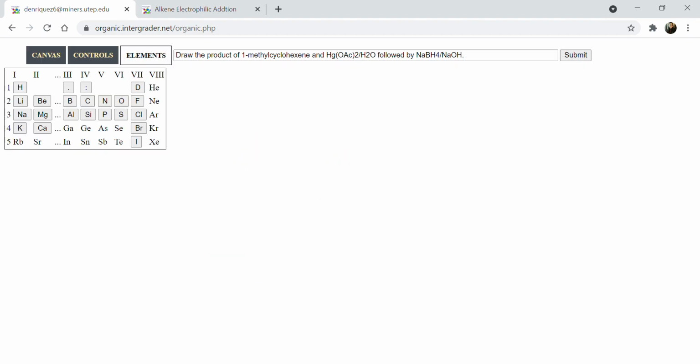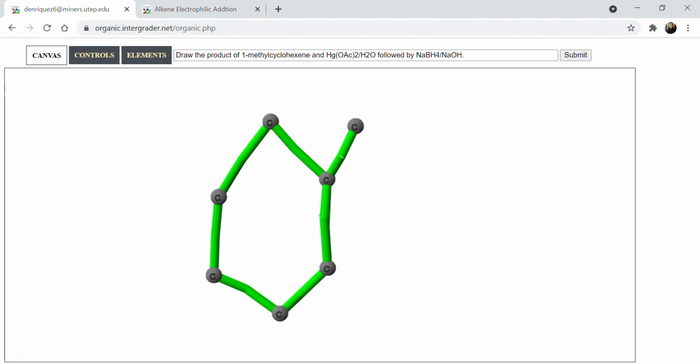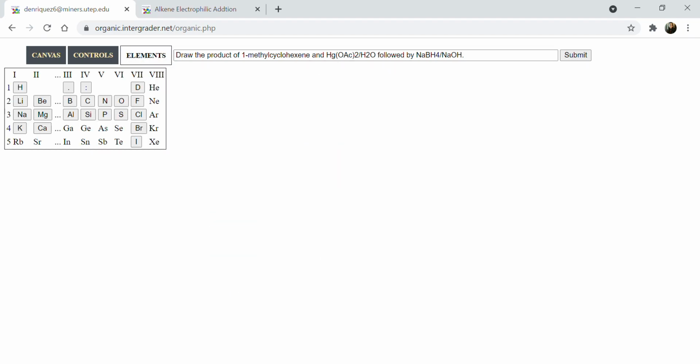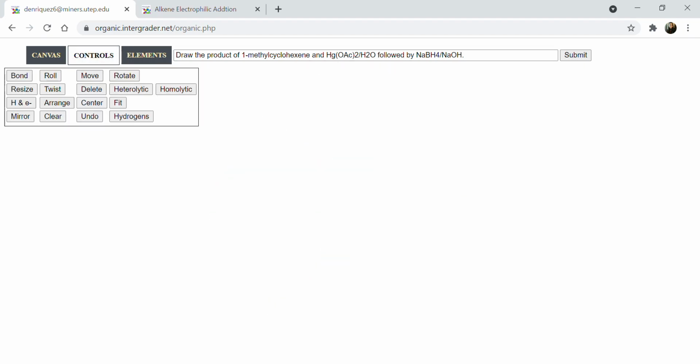H2O, NaOH. I believe this one only uses, so we're just going to use the H2O and add my hydrogens.